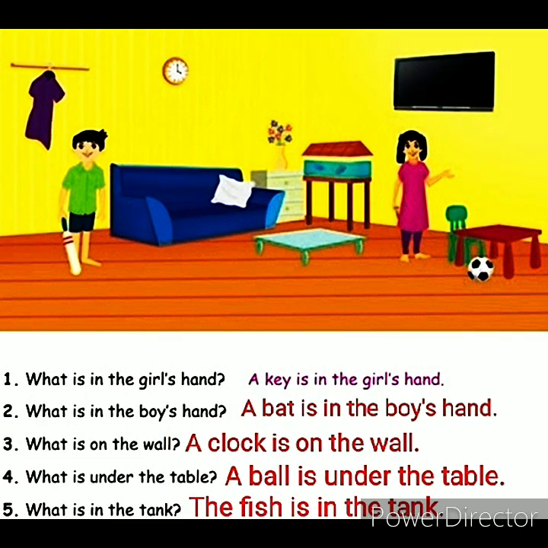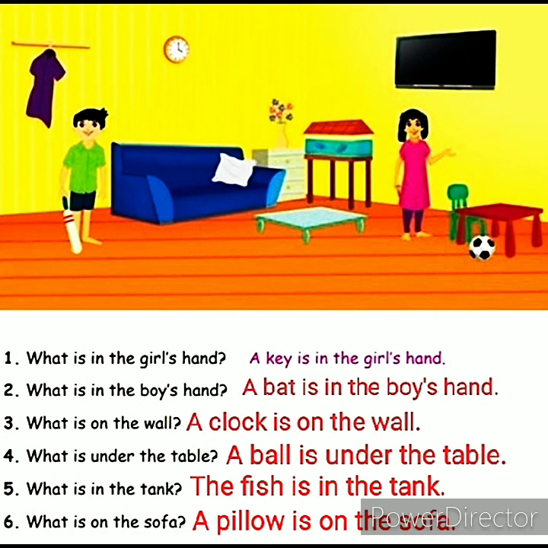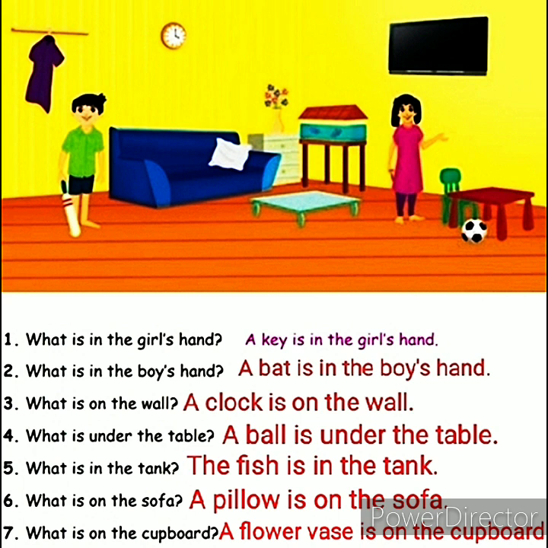What is in the tank? Can you see the picture, dear children? Yes. The fish is in the tank. What is on the sofa? A pillow is on the sofa. Pillow means talayani. A pillow is on the sofa. What is on the cupboard? Cupboard மேலே என்ன இருக்குன்னு கேட்டிருக்காங்க. A flower vase is on the cupboard.